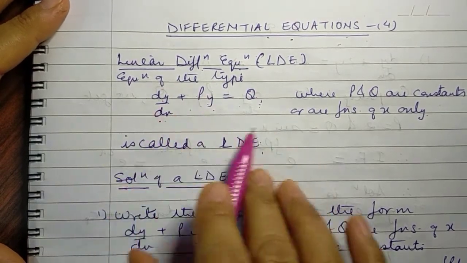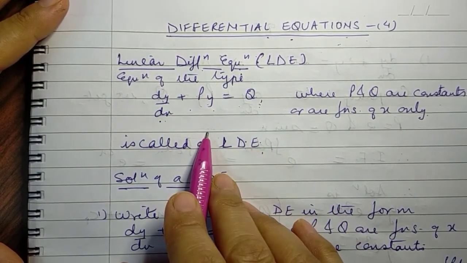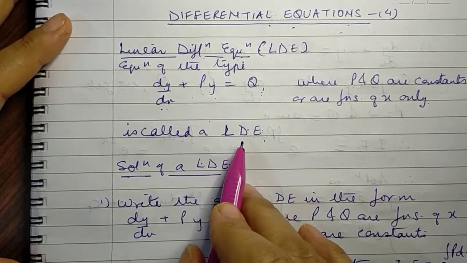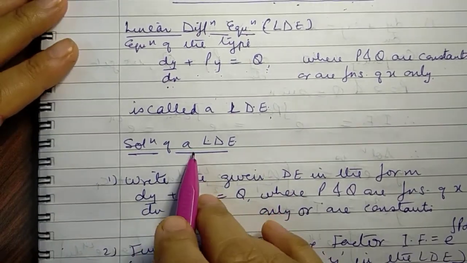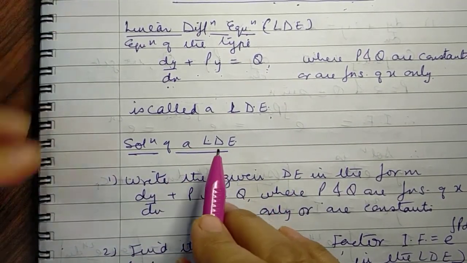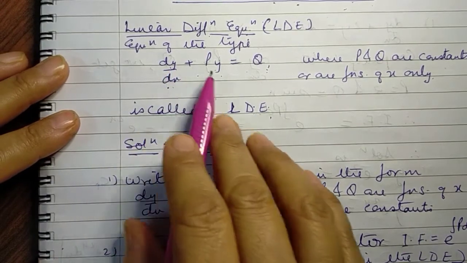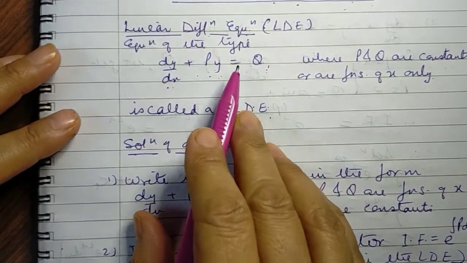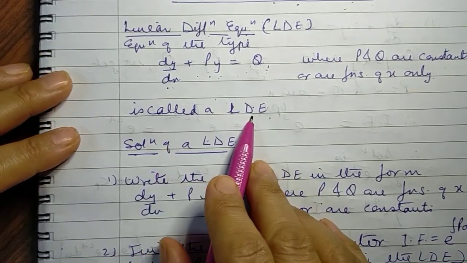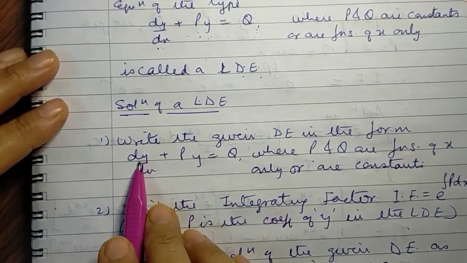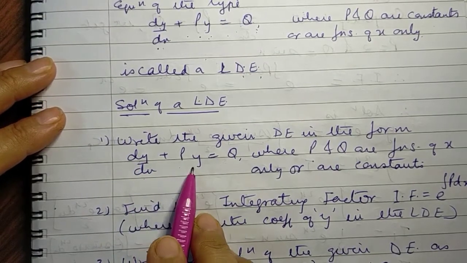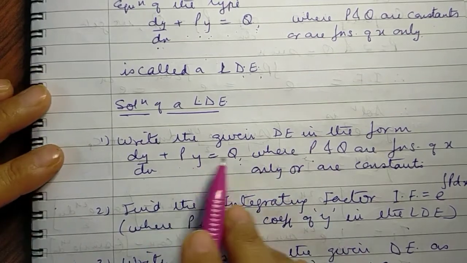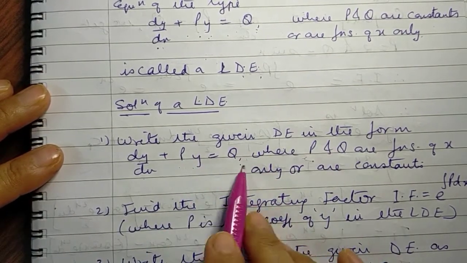So now whenever we get an equation of this kind, the next step involved is solving the linear differential equation. So let's see how we do it. Given any equation, we first try to identify the linear differential equation and write it in the standard form, that is dy by dx plus py equal to q. Now we have to be careful that p and q are either constants or are functions of x alone.